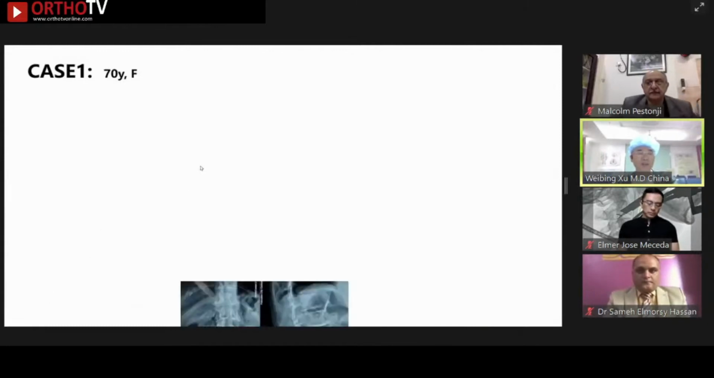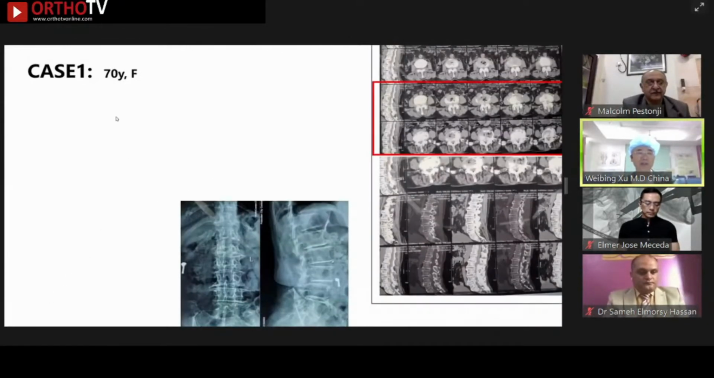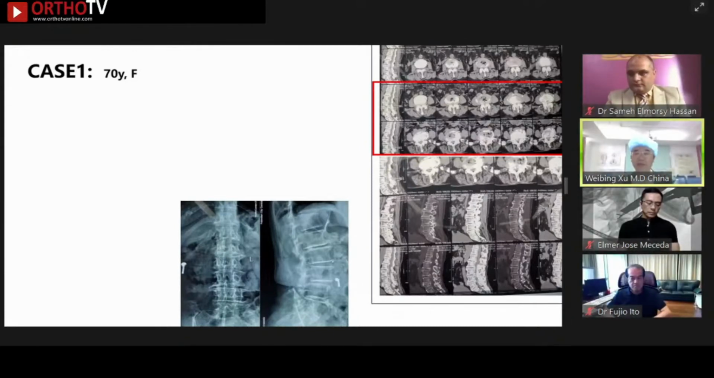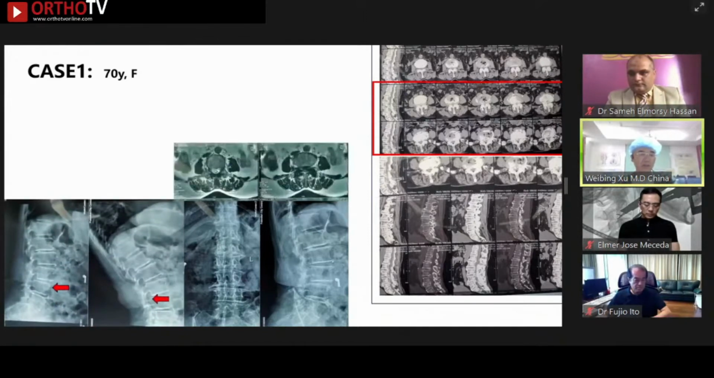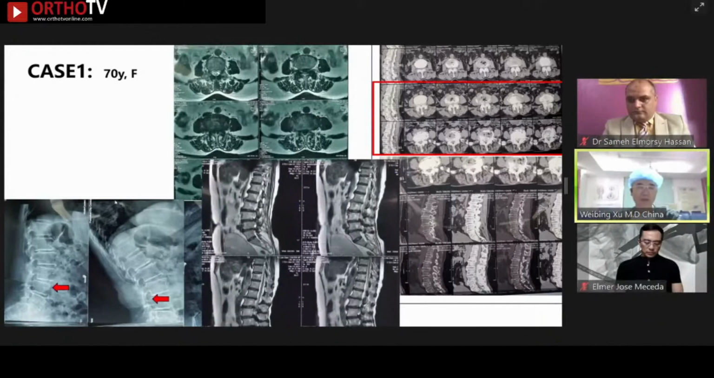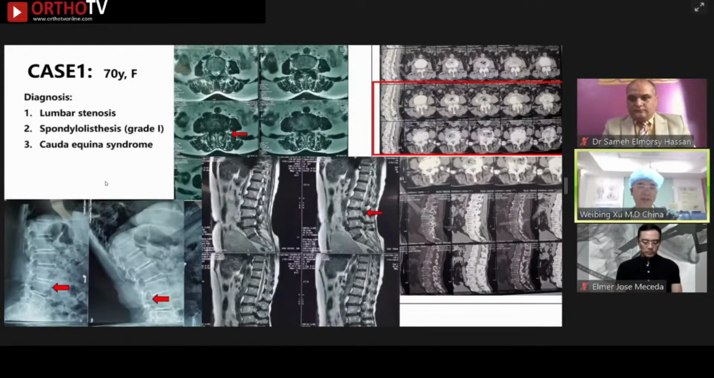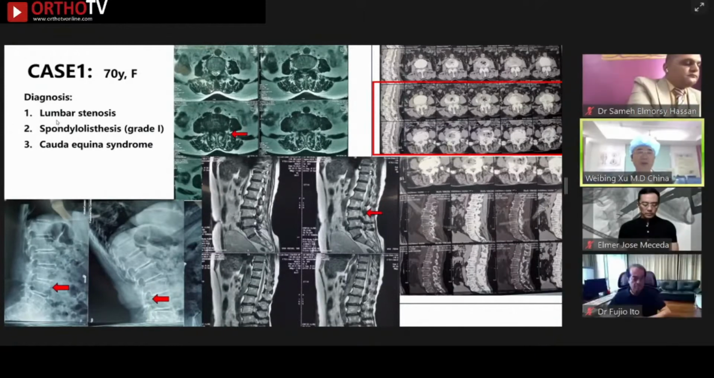Let's see the first case. My first case is a 70 years old female. Both legs weakness and numbness, neurogenic claudication. We can see the patient has a severe lumbar stenosis and spondylolisthesis. It is fixed, no instability, grade 1, and cauda equina syndrome.